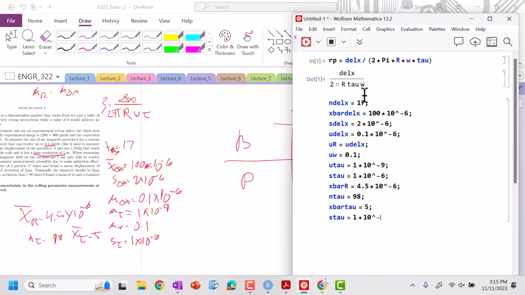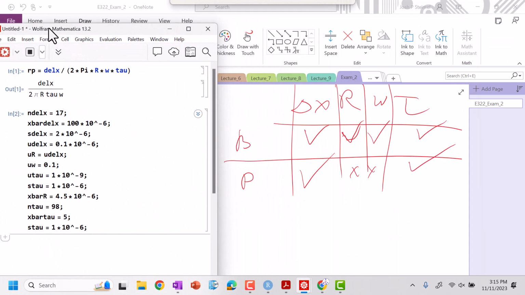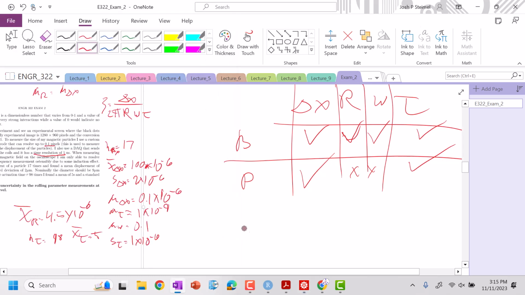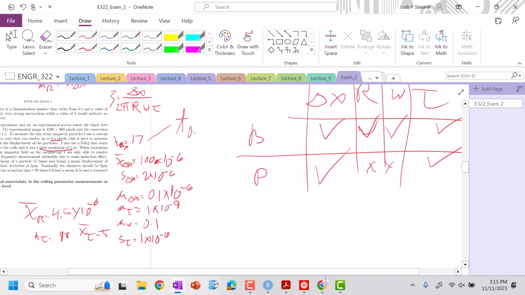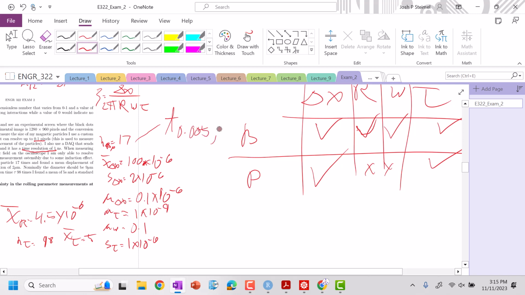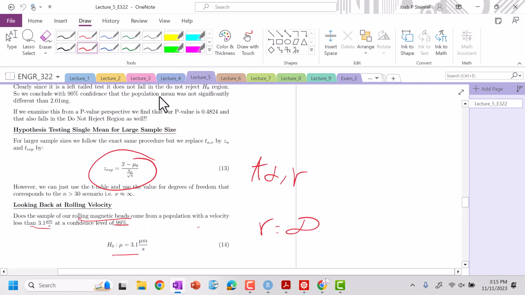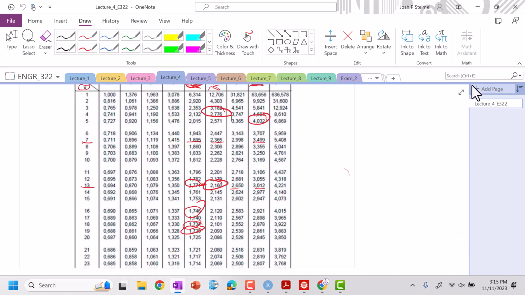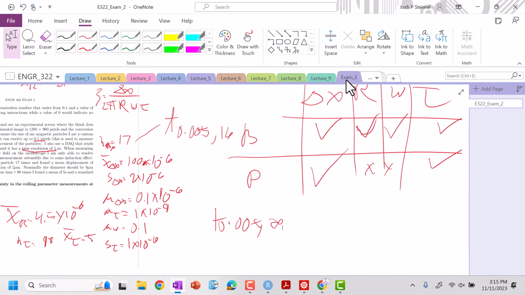Equals 1 times 10 to the minus 6. All right. So we know, I'm going to just move this over. If we have precision in x, so my precision would be... So we know that for delta x, I need my t of 0.005 of 16 and t of 0.005 of infinity. So let's go over here. So t of 0.005 of, what was it, 16? Let's check it. Yep, 16.